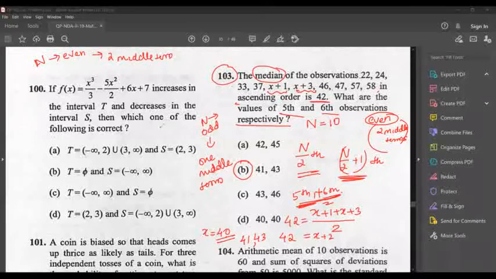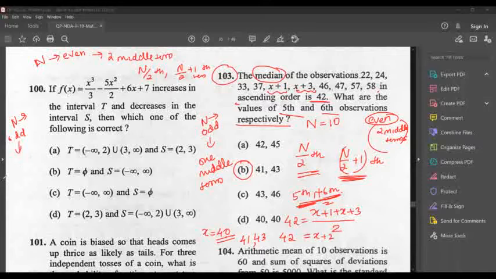You will have two middle terms, and these middle terms are the n by 2th term and the n by 2 plus 1th term. Then you find the average, and you will get the median. But if n is odd, it is very easy. If n is odd, what will be the middle term?